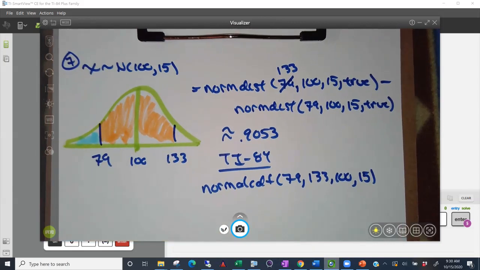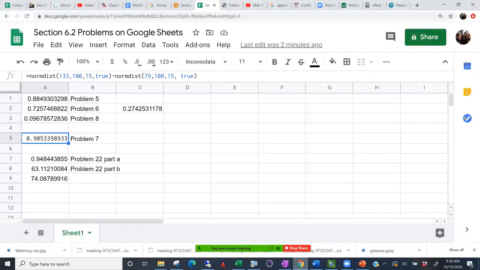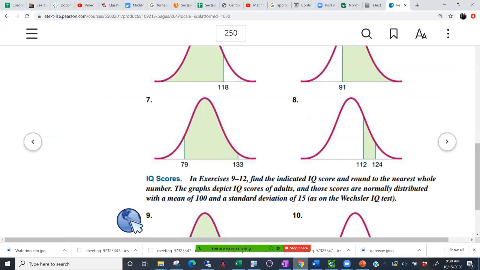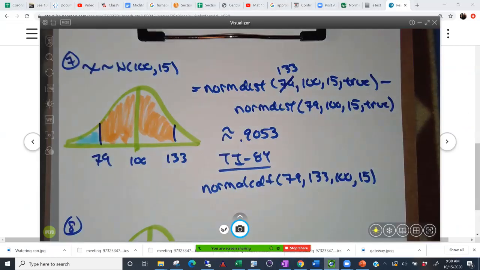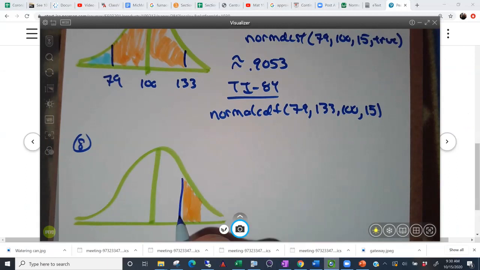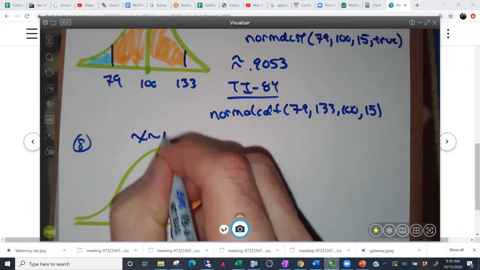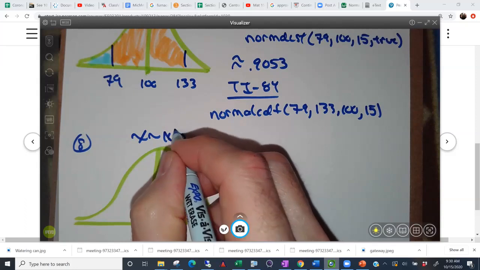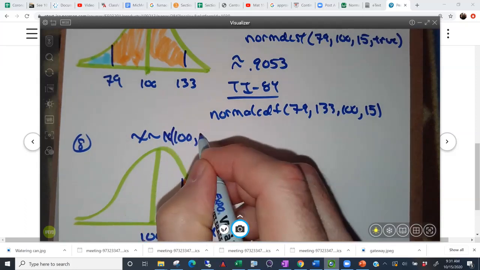So I'd like us to try problem number 8. And let's flip back and see what that is. So it's right here. This time we want the area between 112 and 124. So let's draw that. So somewhere in here, between our 112 and 124, this is 100. Yeah, mean of 100, and a standard deviation of 15.